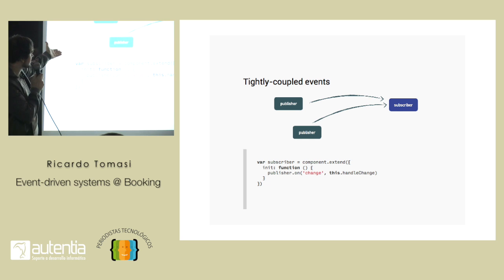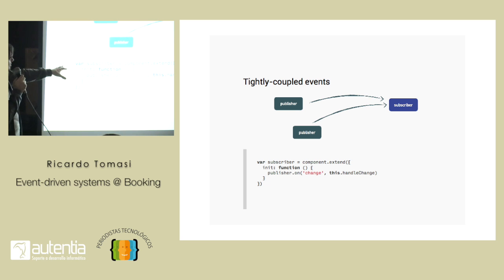So this is the normal pattern, not PubSub. You have a publisher. You fire events directly from one object to the other. So here we have a subscriber. This will get a bit complicated, so I'll slow down. We have a subscriber, which is a component. I'm using something that is similar to Backbone here. I hope you're all familiar with it. If you're not, you can also raise your hand and ask questions.